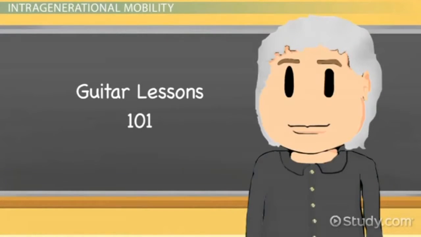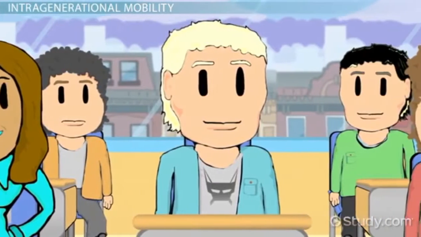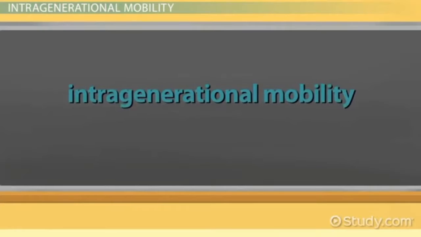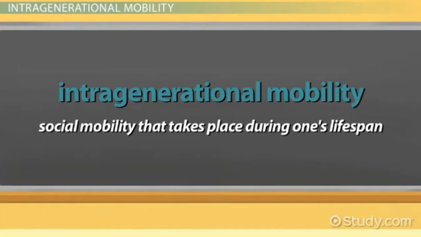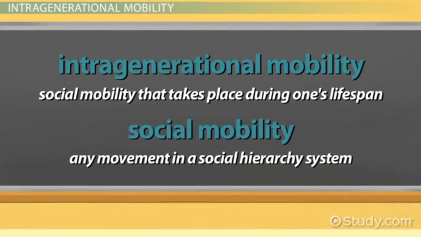This is an example of intragenerational mobility. So what do we mean by intragenerational mobility? Intragenerational mobility refers to social mobility that takes place during one's lifespan. Social mobility refers to any movement in a social hierarchy system.